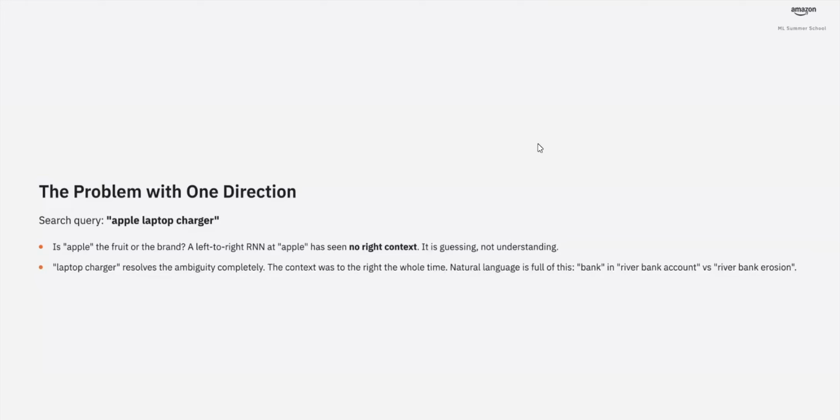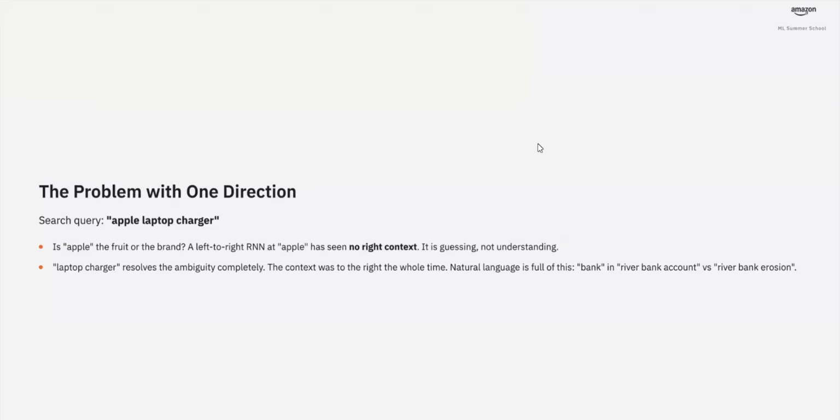But you can guess based on frequency. Apple the brand probably gets more searches than Apple the fruit on Amazon, but this is not understanding, this is just a prior. The model is not reading the sentence, it is just gambling, and gambling is not something you would like to have in a production search system which is serving millions of queries a day. But the laptop charger that comes right after resolves the ambiguity completely, and we can see that the context you needed was sitting to the right the whole time, and a forward only RNN is completely blind to it because it cannot look ahead.